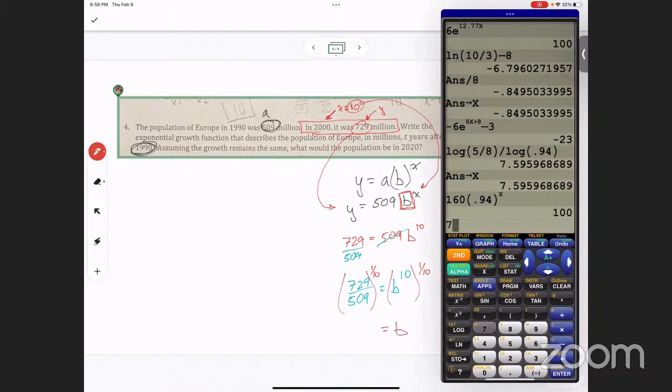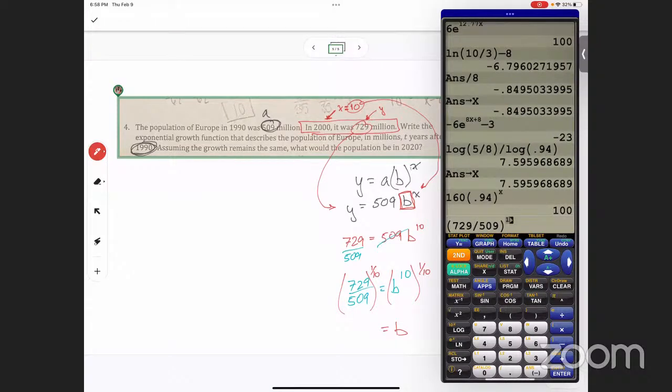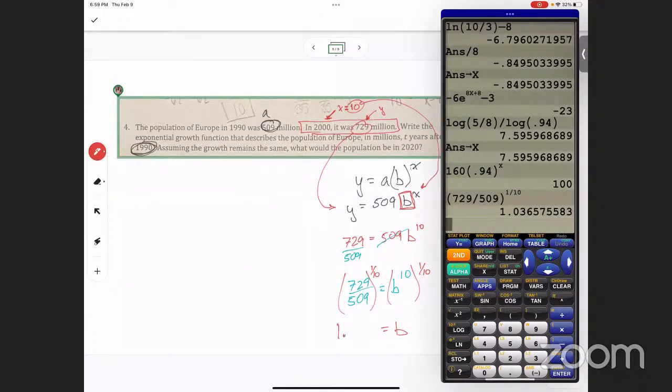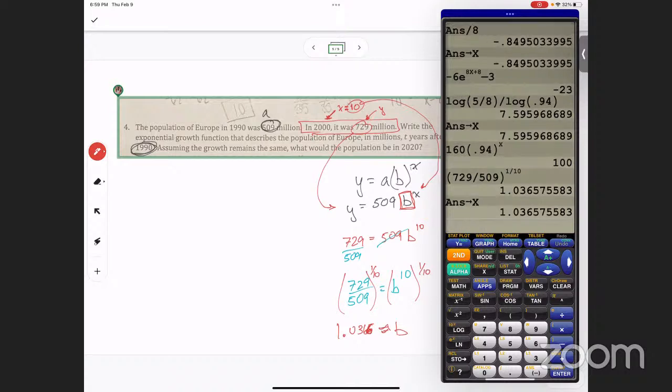So let's plug in 729 divided by 509. Whoops. Be careful with that. Let's insert a parentheses there. If you don't have a parentheses, it's not going to do it the right way. Raised to the 1/10 power. And there's my answer, 1.0366 or something. In fact, I'm going to store this in my calculator. I'm going to store it for X.